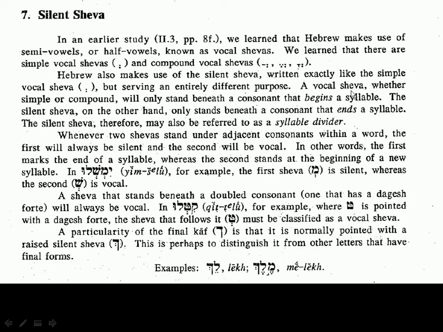The grammar says a vocal schwa, whether simple or compound, will only stand beneath a consonant that begins a syllable, and the silent schwa, on the other hand, only stands beneath a consonant that ends a syllable. Silent schwa can also be referred to as a syllable divider, or it marks the end of a syllable. So whenever two schwas go walking, the second one does the talking. Whenever two schwas stand under adjacent consonants within a word, the first will always be silent, marking the end of the syllable in front of it, and the second will be vocal, marking the beginning of the next syllable. In other words, the first marks the end, the second stands at the beginning.